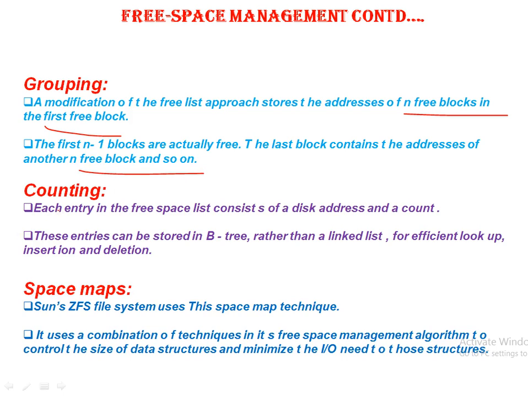Next, the counting technique. How does it help to know about free space? Each entry in the free space list consists of a disk address and a count. These entries can be stored in B-tree format rather than a linked list. In the counting technique, B-tree format can also be used for efficient lookup, insertion and deletion of the data, that is the free space list.